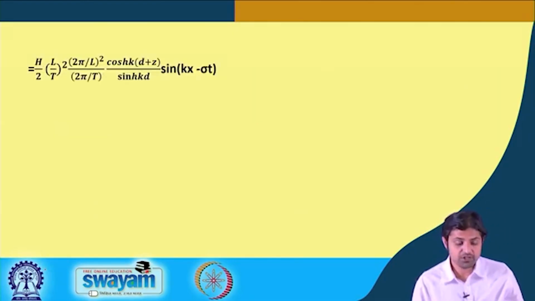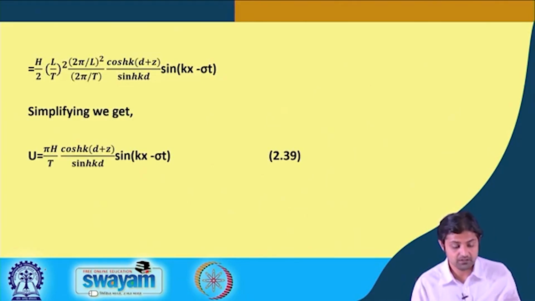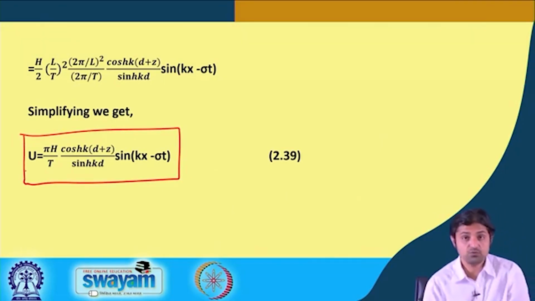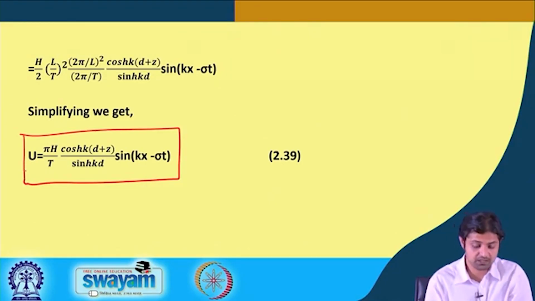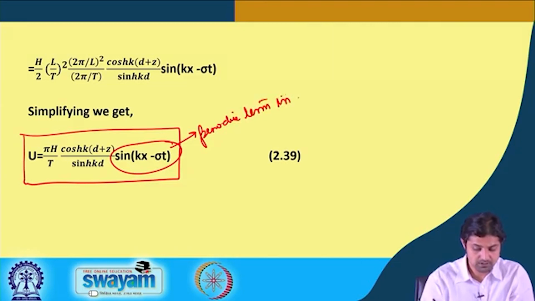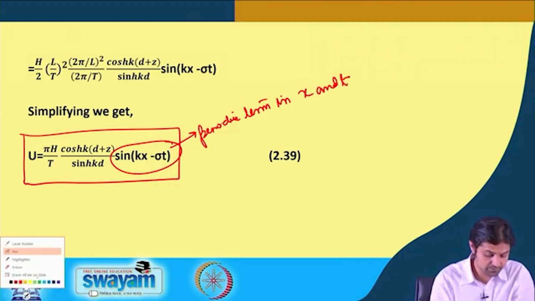Just by manipulation, writing in terms of L and T, you can remember this equation, but it is not mandatory, since you will definitely remember the velocity potential equation, and therefore you can derive this u even for your assignments and exams. So, it is pi h by T cos h k (d plus z) divided by sin h k d into sin (k x minus sigma t). This is the periodic term in x and t, sin (k x minus sigma t).